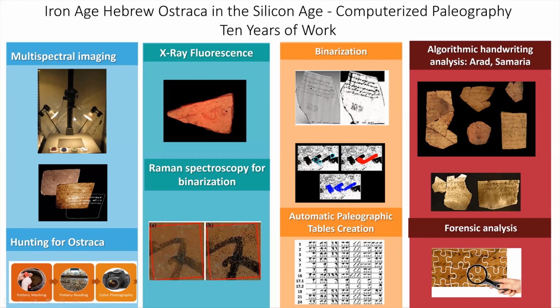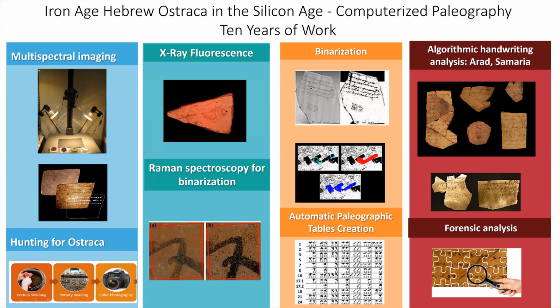So we had an interesting experiment where we eventually came up with a procedure for how to image Ostraca best, and we even unearthed a new ostracon, which was not known before. This led to a procedure for how to find Ostraca in the field, a joint project with Eitan. Later, we had some X-ray fluorescence work and Raman spectroscopy, also to perform binarizations. As for binarization, we had several works. I will talk about this aspect today in more detail.